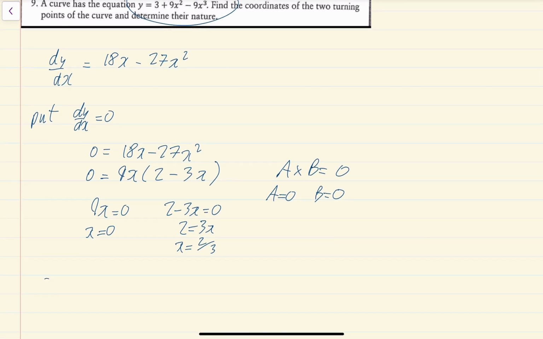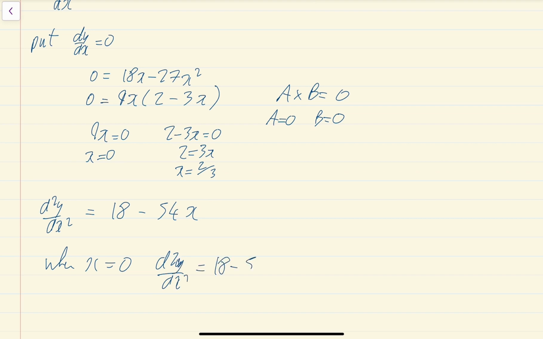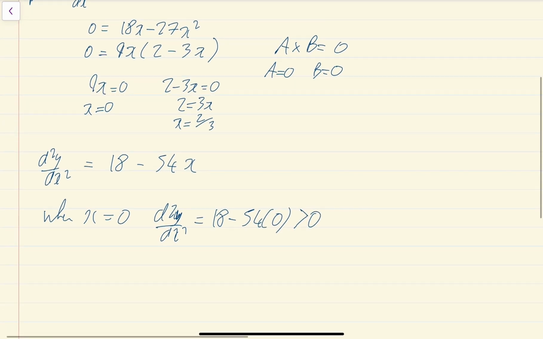So our test function is our d2y by dx squared. So if you differentiate your dy by dx again, you'll get 18 minus 54x. And then just say when x equals 0, d2y by dx squared, you don't really care what it is, but it's going to be 18 minus 54 times 0. That is going to be greater than 0. Now, it's one of these weird things in mathematics. If your d2y by dx squared is greater than 0, therefore it's a minimum turning point.